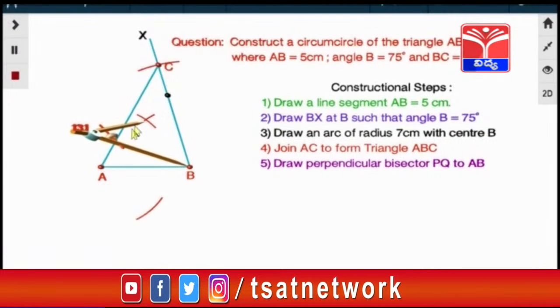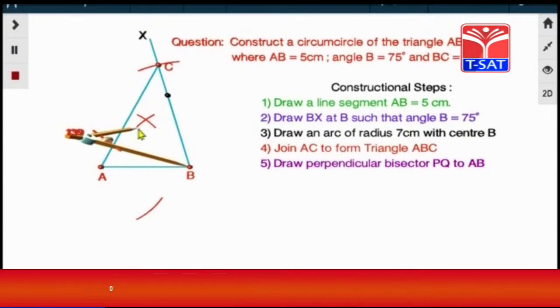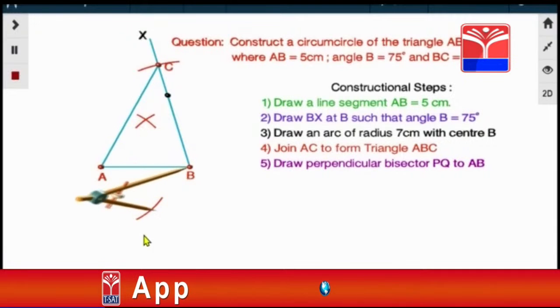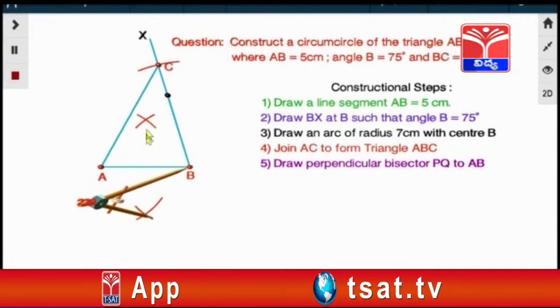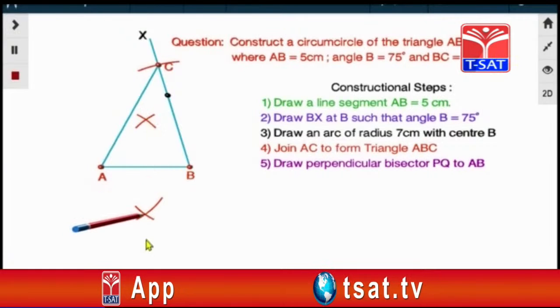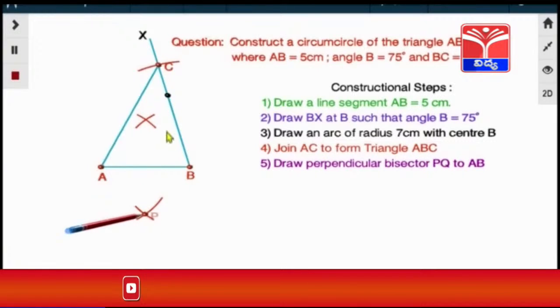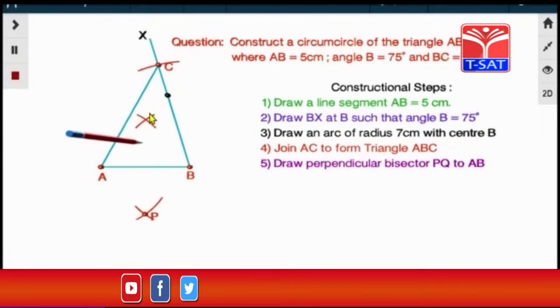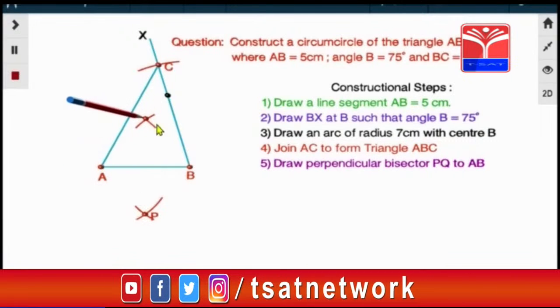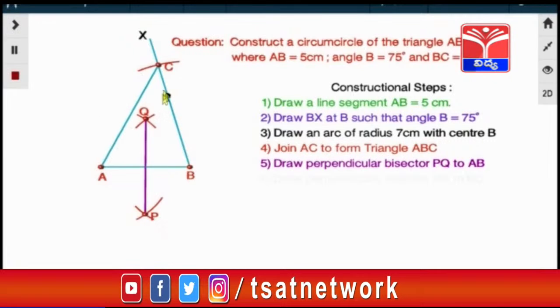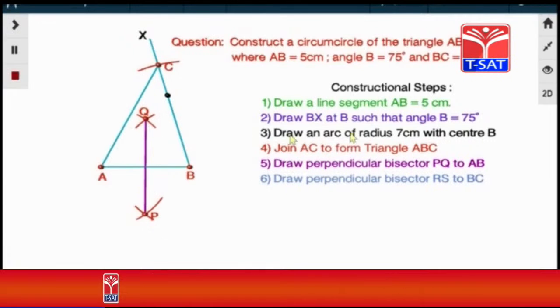From A, with more than half the length of AB, draw arcs, and from B with the same radius, cut the previous arcs. If you join these 2 points, that is the perpendicular bisector of AB. So PQ is the perpendicular bisector of AB.